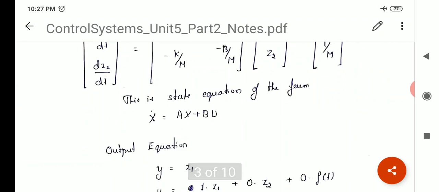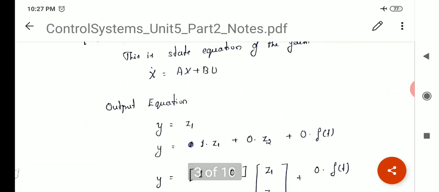Next thing is to get the output equation. Again write the output equation in the form of the state variables z1, z2 and the input. So follow the same order: z1, then z2, then f of t. So here y is equal to z1. If you remember, if you go back, what is y? Y is the output. Output is x because it is given in the question. X we have indicated with the state variable z1. Therefore y is equal to z1.